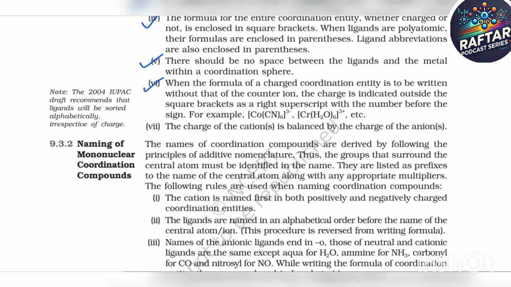when the formula of a charged coordination entity is to be written without that of the counterion, the charge is indicated outside the square bracket as a right superscript with the number before the sign. For example, [Co(CN)6]3- and [Cr(H2O)6]3+, etc. The charge of the cations is balanced by the charge of the anions.